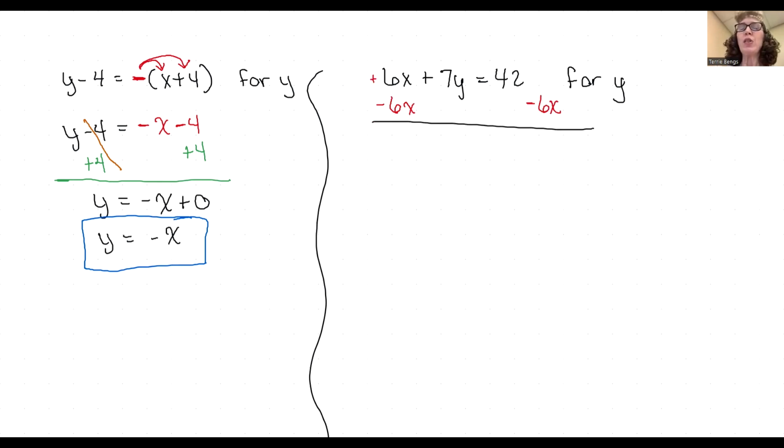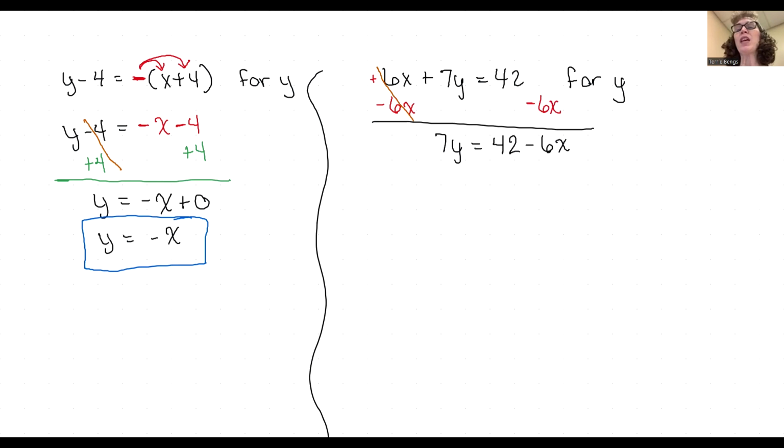All right, so let's go back and look now. We've got this 6x minus 6x, and that cancels. That leaves us with 7y equals, and remember, we can't add these two, so it's 42 minus 6x. They do not both have the same variable, so we cannot add them, so we just bring them down. Now we have 7y on one side and everything else on the other.